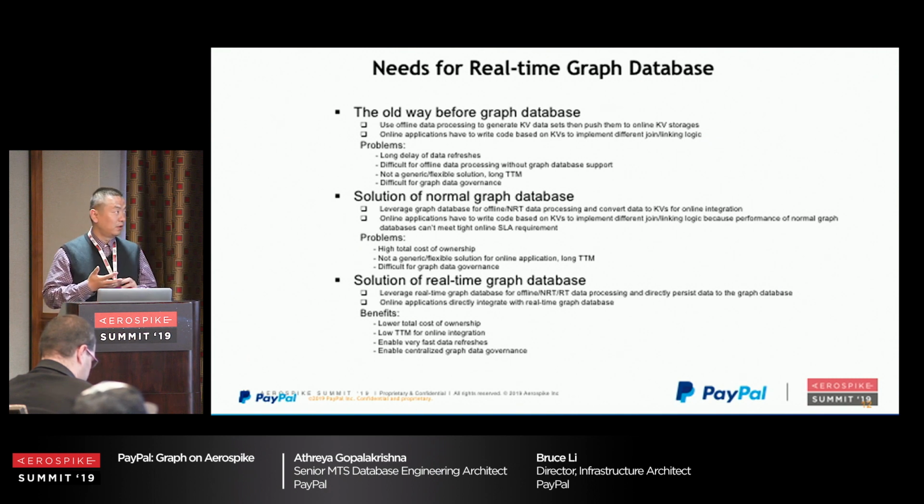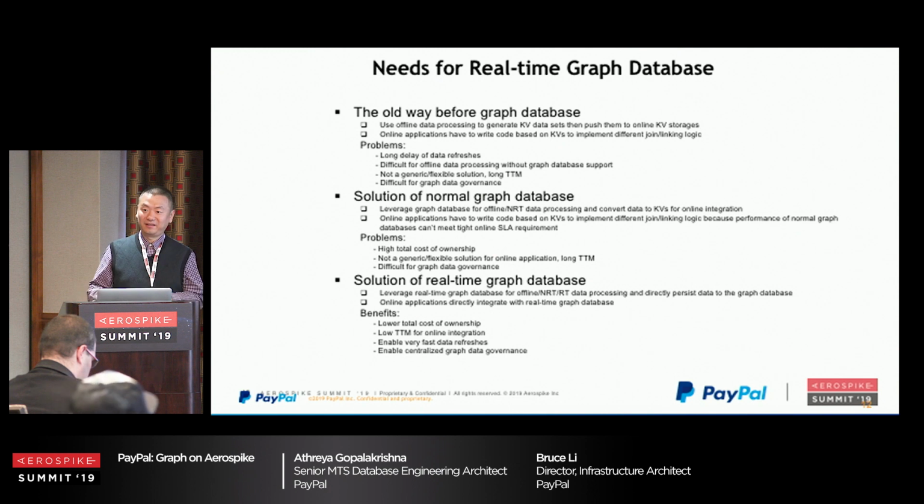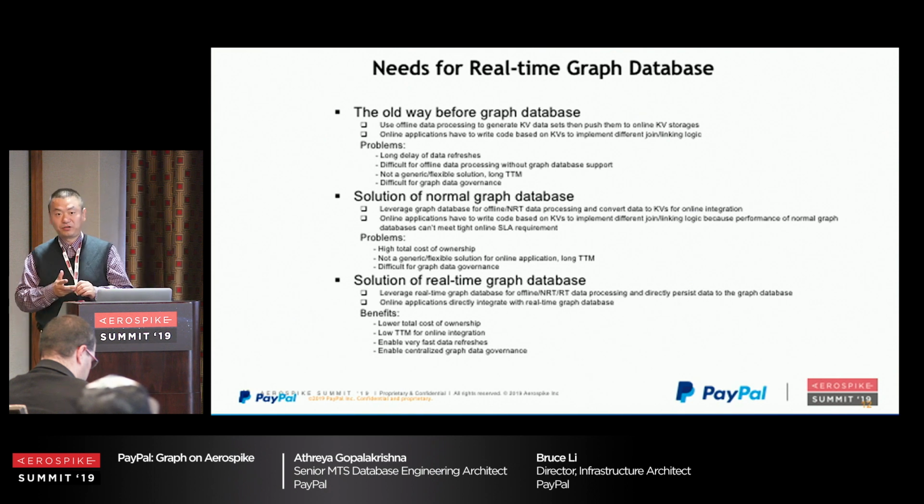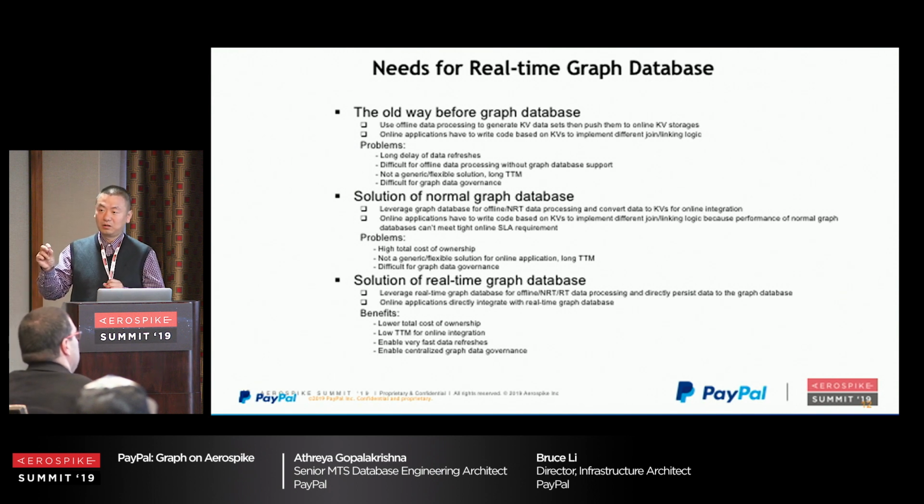And the second is that offline data processing is difficult without graph database support. You can imagine the join in offline. It's hard. And third, it's not generic for online applications. Online applications have to write code, even for a small traversal logic change.